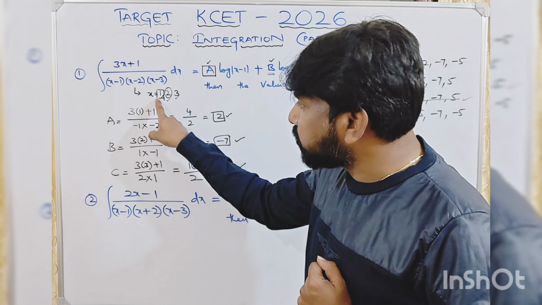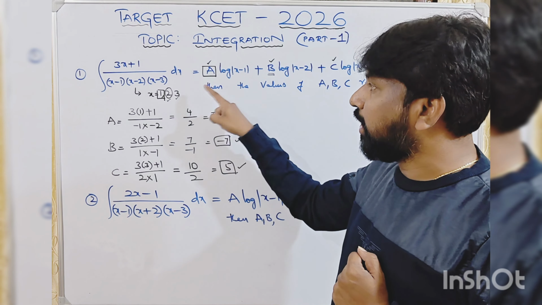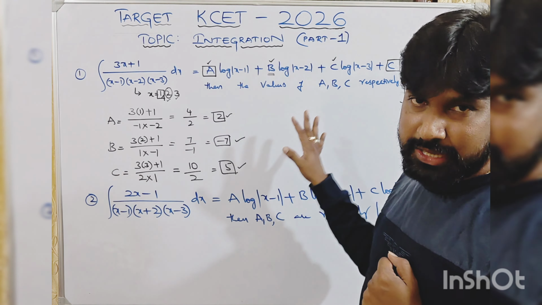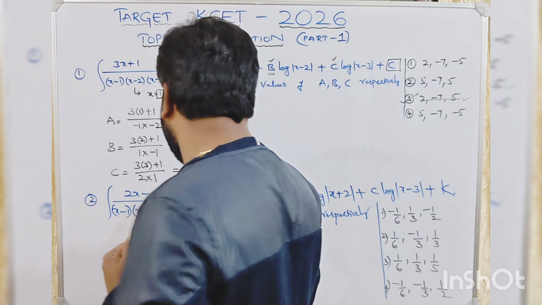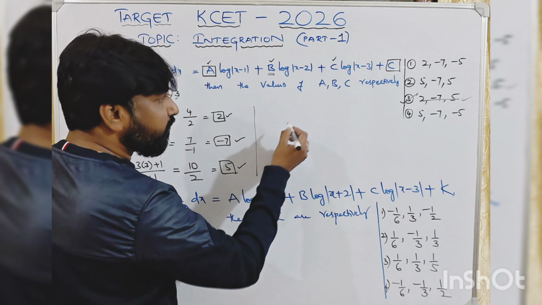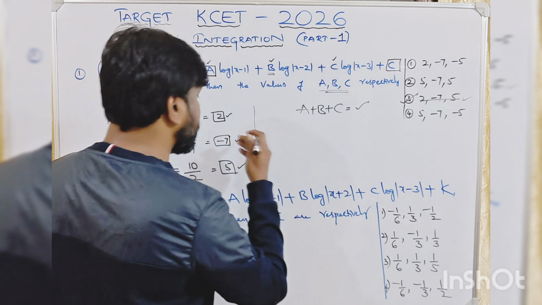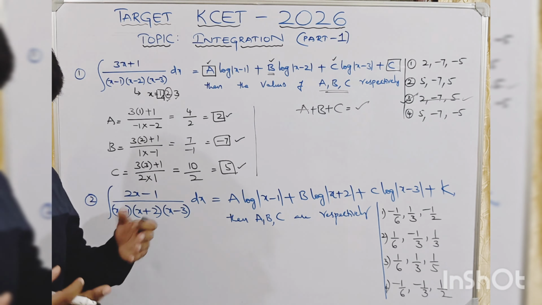Whatever root you are substituting here, the related information will be here. So 2 you are writing, log x minus 2 is there here. 3 you are writing, log x minus 3 is there here. So this is the technique, friends. Sometimes they are going to ask, instead of a comma b comma c, what is the value of a plus b plus c. So at that time also, after simplifying, you need to add, friends.